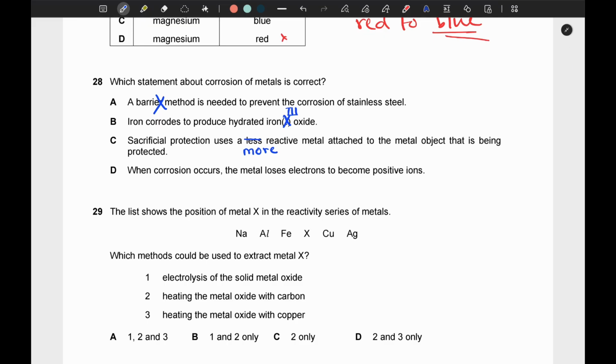And for D, when corrosion occurs, the metal loses electrons to become positive ions. When corrosion occurs, the metal is basically reacting with water and oxygen. So yes, when metals react, they do lose electrons to form positive ions. So the answer should be D.